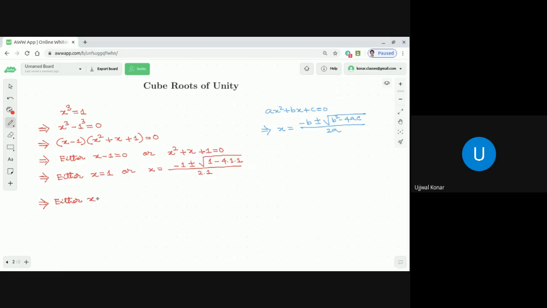So what we are going to get here is either x equal to 1 or x is equal to minus 1 plus minus square root of 1 minus 4 divided by 2. Now square root of 1 minus 4 is what, dear students? Root 3 into i. All of you are aware of it. So what we are going to get then? Either x is equal to 1 or x is equal to minus 1 plus minus square root of 3 into i divided by 2.